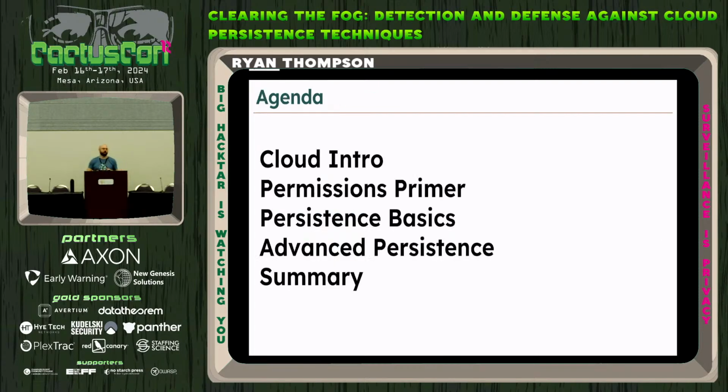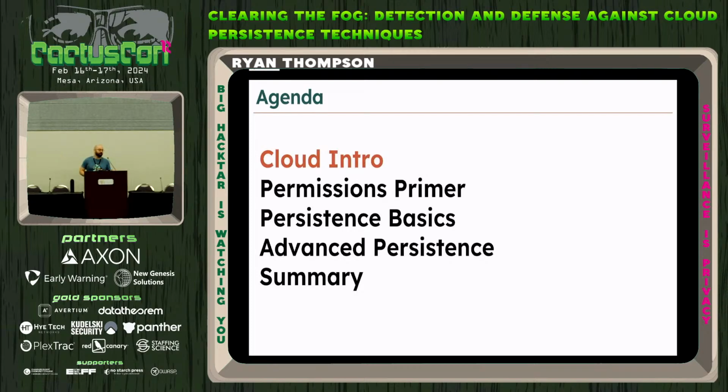So here's what our schedule looks like today. We're going to briefly talk about the cloud, just a quick primer. We're going to talk about permissions in the cloud specifically, because that's crucial to maintaining persistence. Everything is a permission. We're going to go over some real basic persistence mechanisms. At this point in the talk, you'll probably be like, yeah, okay, creating a user is obviously a persistence mechanism. But don't worry, we're going to get more advanced in that next section, and then we'll wrap it up.